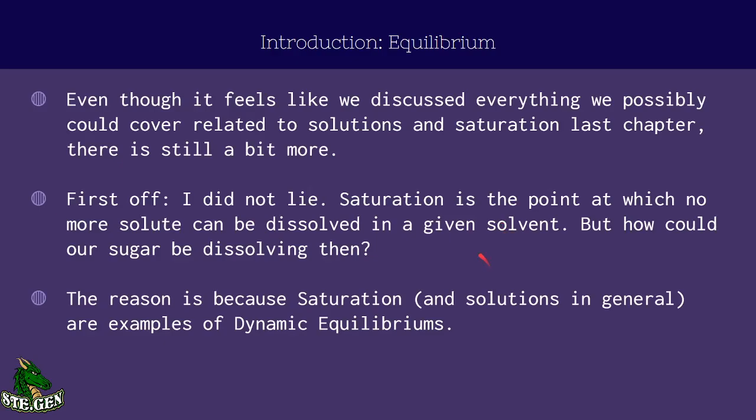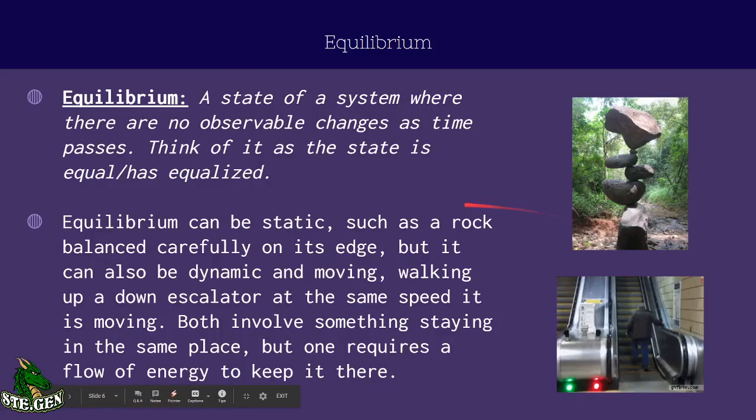The reason is because saturation and solutions in general are usually examples of what is called dynamic equilibriums. So this is kind of going to be our introduction to equilibriums here. An equilibrium is just a state of a system where there are no observable changes as time passes. You can think of it kind of as the state has equalized.